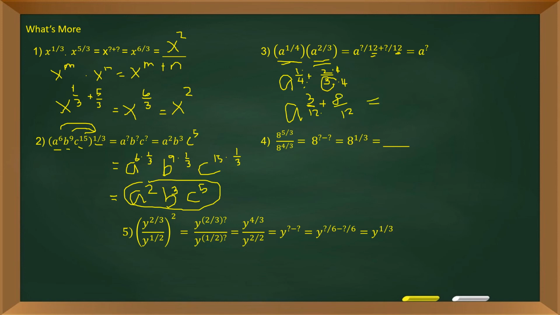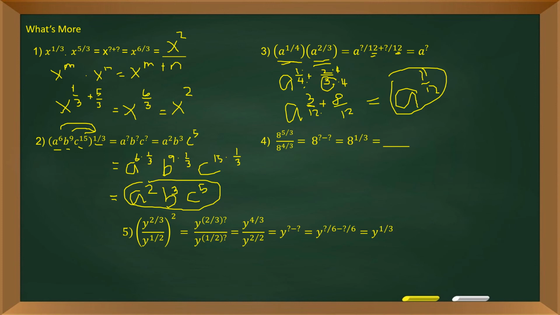And so we have similar denominators now. So we can just add the numerators. 11 over 12. So a raised to 11 over 12 is the final answer. And next on number 4, it's a division or it's a quotient. So when it is a quotient, you just have to divide or subtract the exponents.